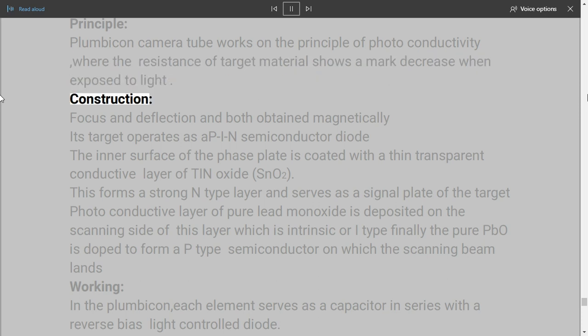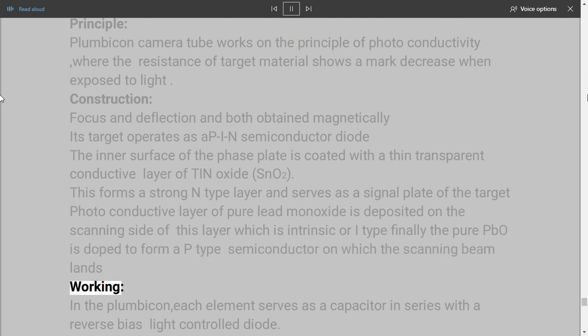Construction: focus and deflection are both obtained magnetically. Its target operates as a PIN semiconductor diode. The inner surface of the face plate is coated with a thin transparent conductive layer of tin oxide, SnO2. This forms a strong N-type layer and serves as the signal plate. A target photoconductive layer of pure lead monoxide is deposited on the scanning side of this layer, which is intrinsic or I-type. Finally, the pure PbO is doped to form a P-type semiconductor on which the scanning beam lands.